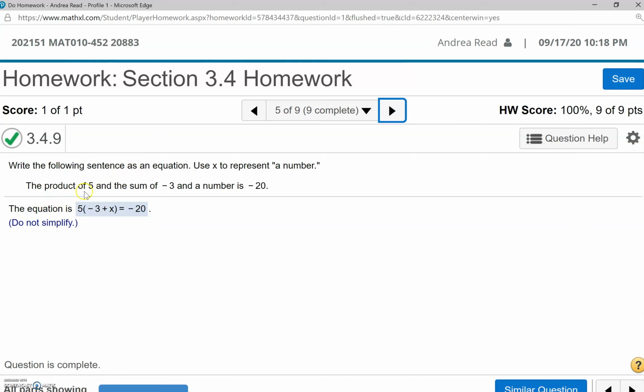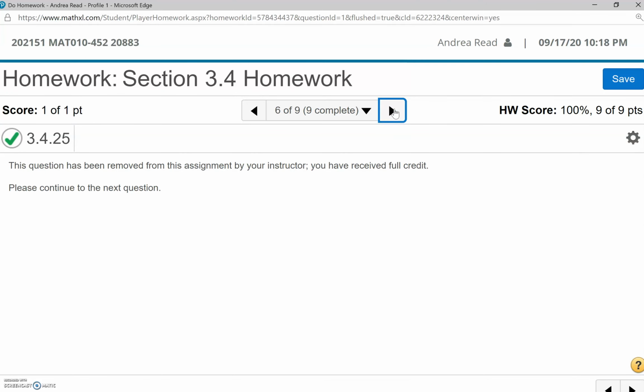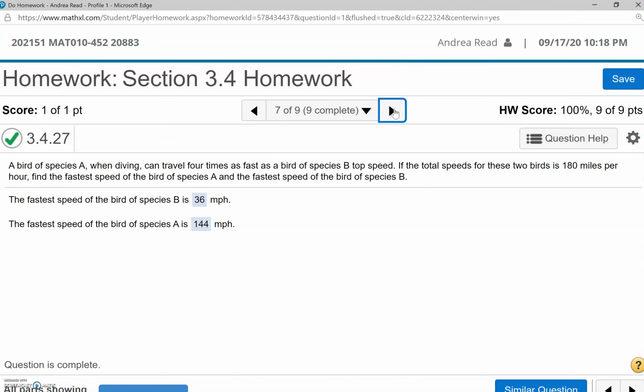Number 5, the product is multiplication. So the product of, so we have 5, and we're going to multiply it by the sum of -3 and a number. So you can see how that's represented inside the parentheses. So this 5 would be 5 times the sum of -3 plus x is, again, that's equal sign, -20. That's probably the most difficult one of all these. Okay, number 6, we're just going to skip that one.